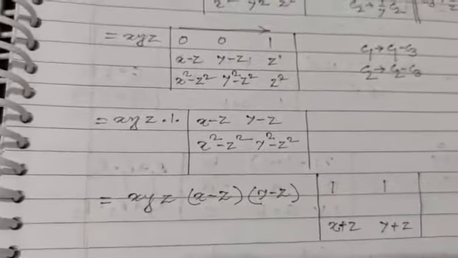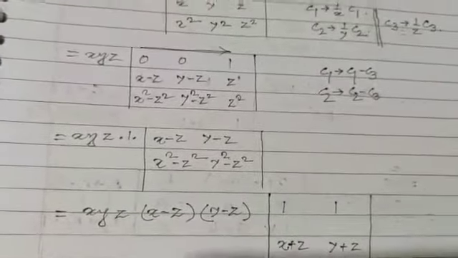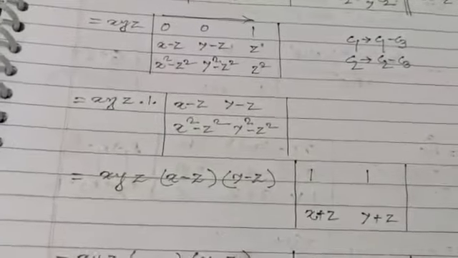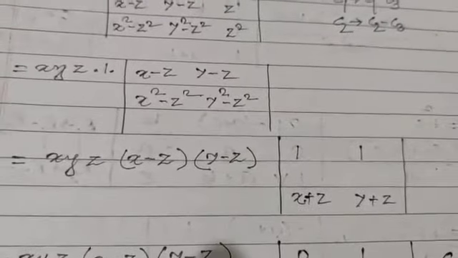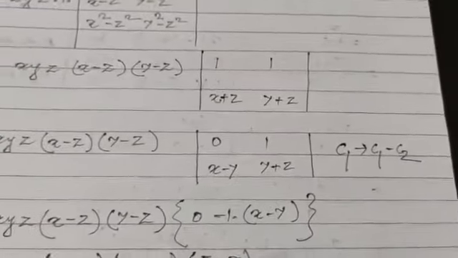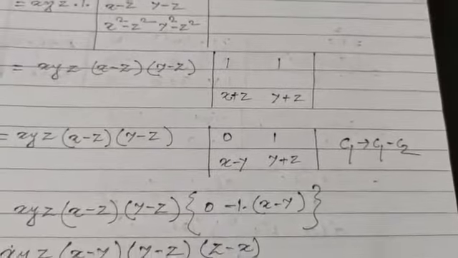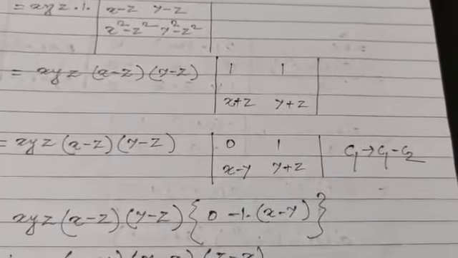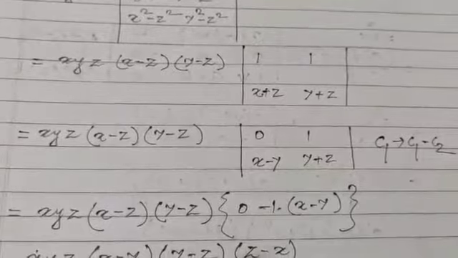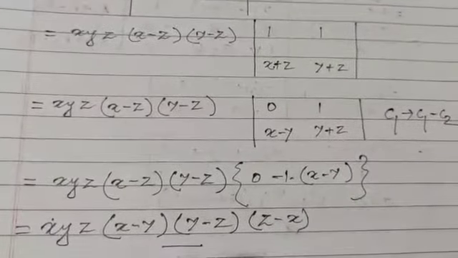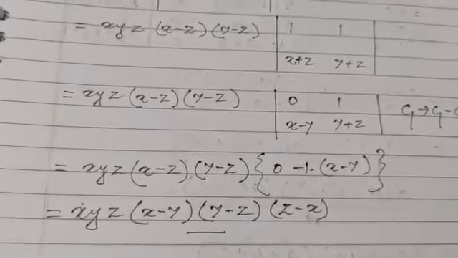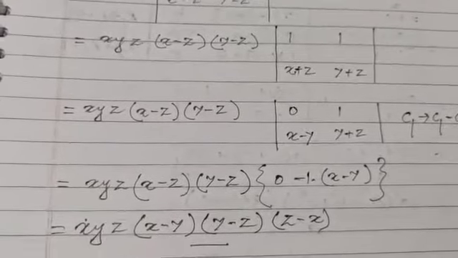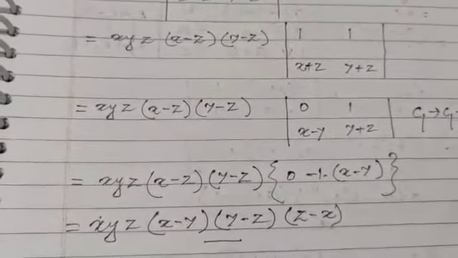So the first column has a common factor x minus z, the second column has another factor y minus z. Taking these two factors out of this determinant, you will get 1 1, x plus z, y plus z. Again, if I apply c1 is c1 minus c2, then you will get 0, x minus y, 1, y plus z. Now you can expand it because there is no way to do any other operation. So that will be minus 1 into x minus y. So you will get x y z, x minus y, y minus z, z minus x.